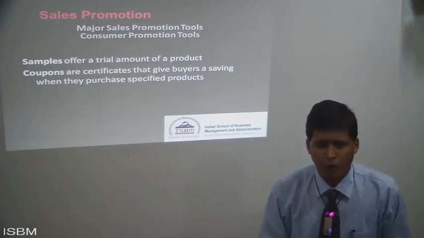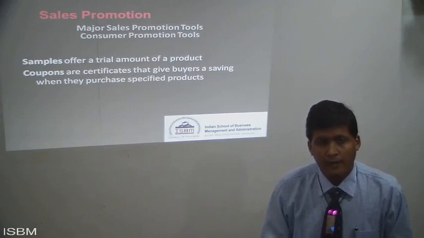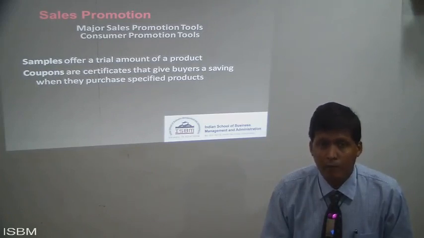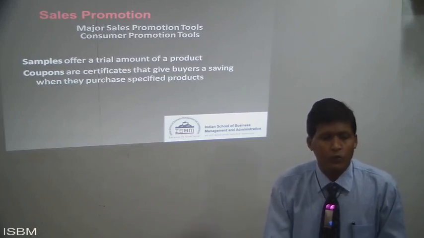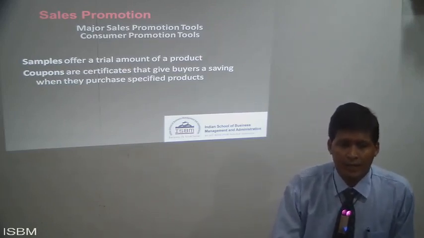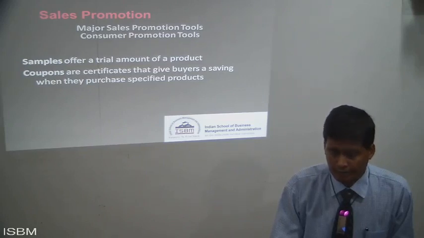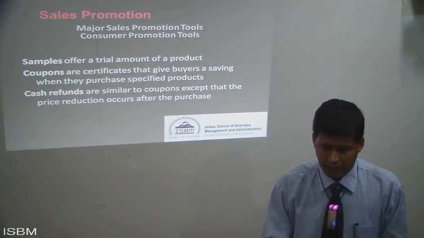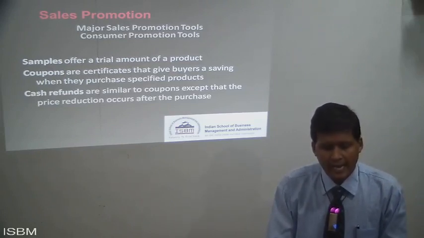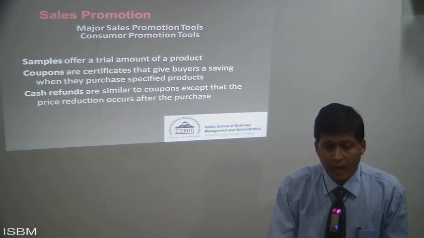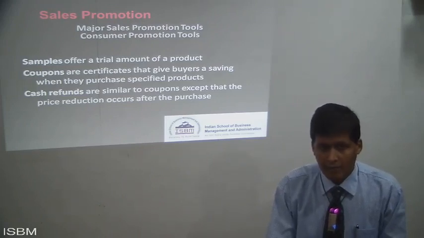Now, if you're going to a shopping mall, they give coupons where you get an add-on benefit when you purchase a specified set of products. So it could be 5% of the total amount value, on anything above 5,000 rupees. Suppose you go to a Van Heusen outlet in a shopping mall, you may get maybe a 10% discount coupon on it. Or it could be cash refunds, which are similar to coupons, except that the price reduction occurs after the purchase. So here it is given after the purchase.